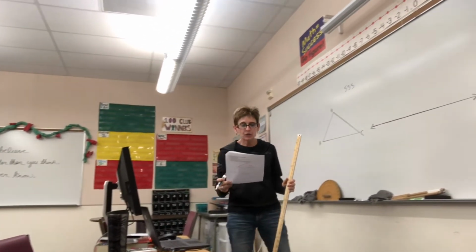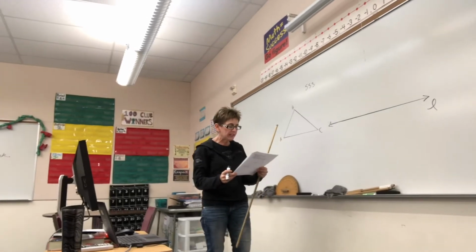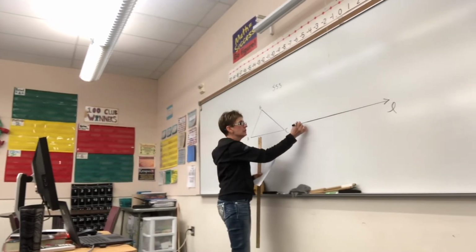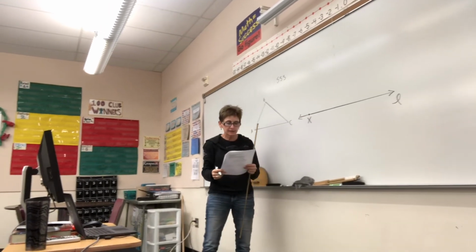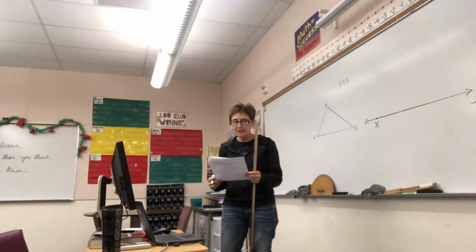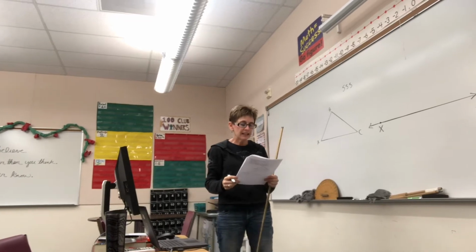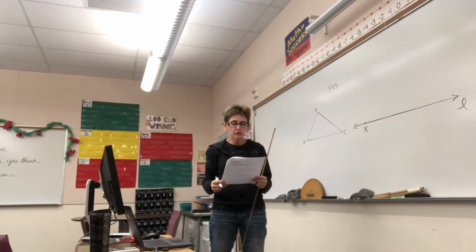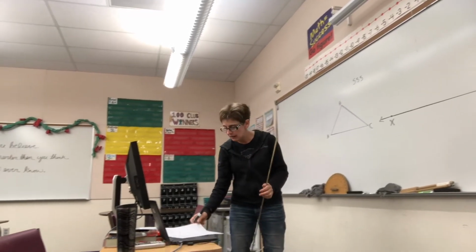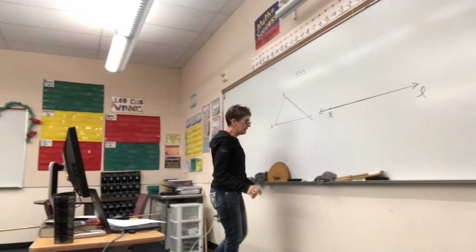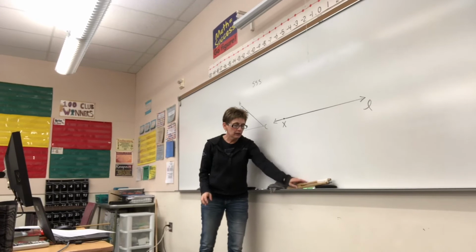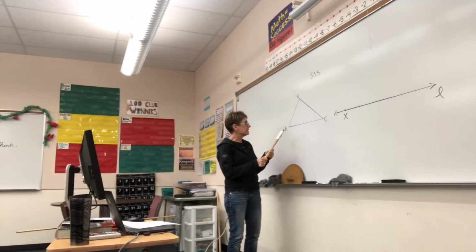Then step 2 says draw point X on line L. So we're gonna pick a point on the line and label it X. Step 3 says to construct XZ congruent to AC on line L. What that means is we want to make a segment over here that is the same length as segment AC is.